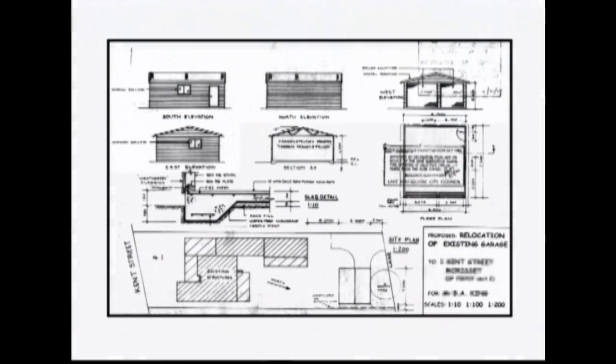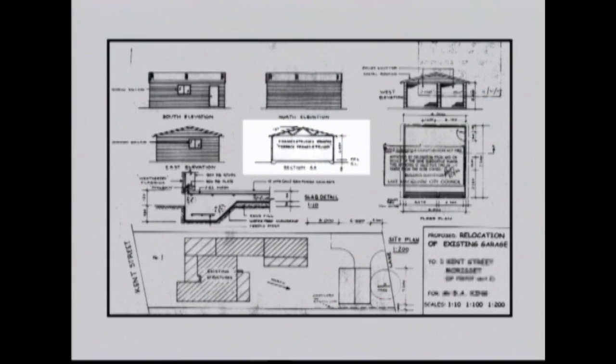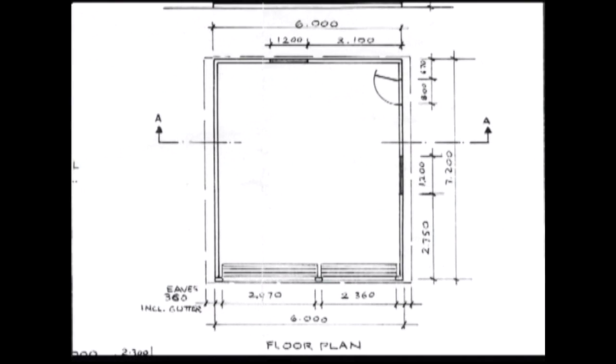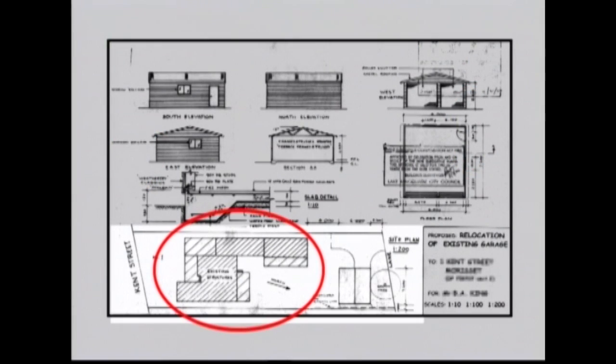Plans typically contain 4 elevations, a section, a floor plan, and a site plan. The relevant information for setting out is found in the floor plan, which gives the perimeter dimensions, and the site plan, showing distances from boundaries, any existing buildings, and main services.